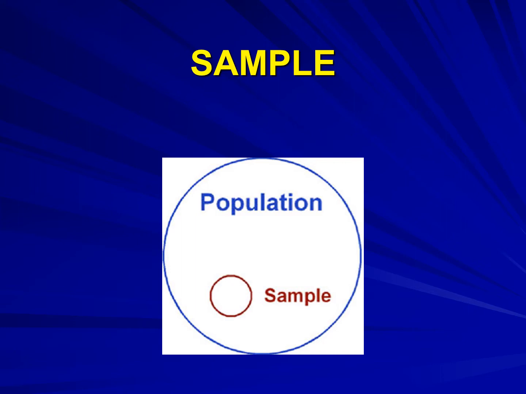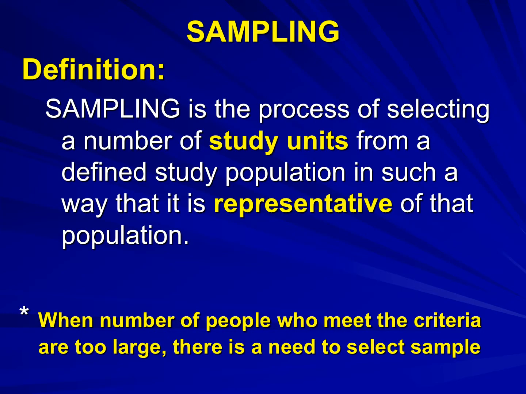So in health research, sample is a part of the whole population. You are going to see the big circle on the screen, and the sample is a red small circle inside that blue circle of the population. It means the sample is a part of that population and it should be representative of that particular population. So sampling is defined as a process of selecting a number of study units from a defined study population in such a way that it is representative of that population, and when the number of people who meet the criteria is too large, there is a need to select a sample.